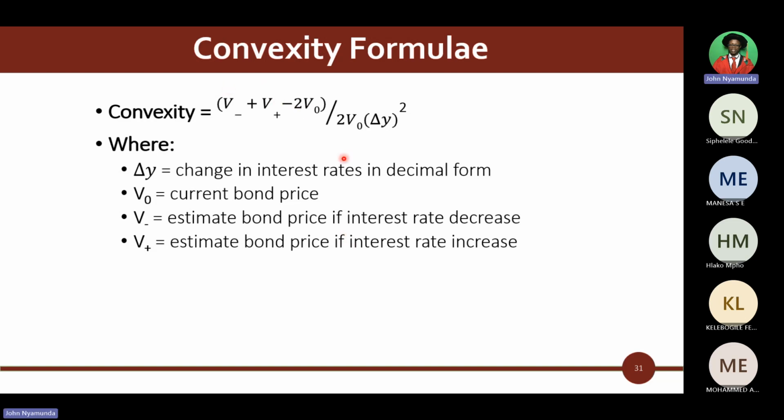So the formula for convexity is this one. As you can see, it's very similar to duration. It's: what is the price of the bond when interest rates reduce, what is the price when interest rates increase, minus 2V naught, divided by 2V naught times the change in yield, then there's a squared there.